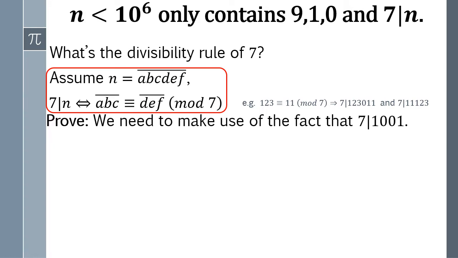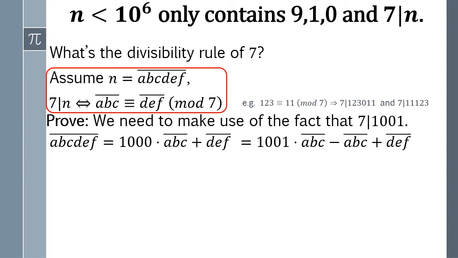The proof of this rule is based on the fact that the number 1001 is divisible by 7. In detail, the number abcdef can be written as 1000 times abc plus def, and 1000 equals 1001 minus 1. And this expression can be further written as 1001 times abc minus the difference between abc and def.